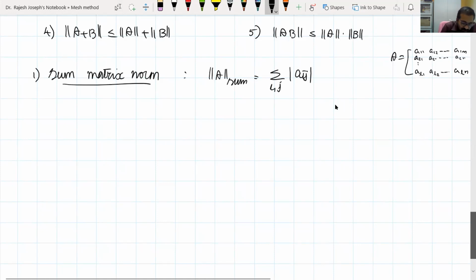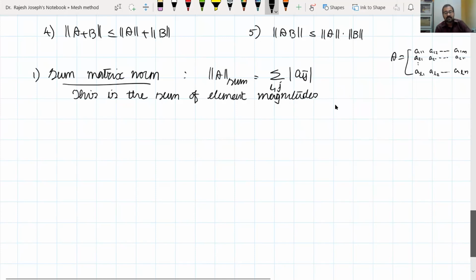So this is the sum of element magnitudes. That is what is called the sum matrix norm.